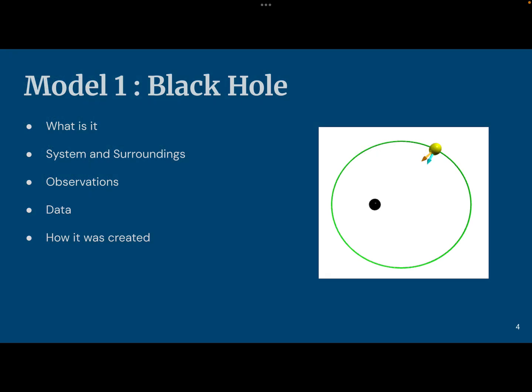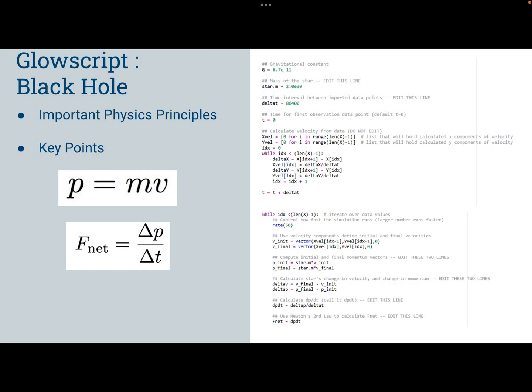Now here is our model for the black hole. As you see, the black hole was orbited by a star. The arrows you see are the orange being F net and the cyan being F net perpendicular. And there was a purple arrow, but you do not see it here because the code is finished, but it was F net parallel. We created that using GlowScript. The key formulas are as shown below.